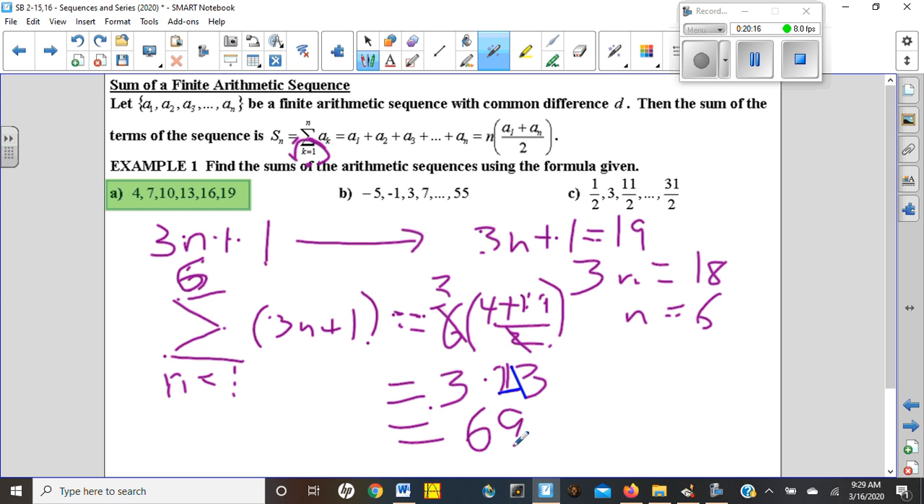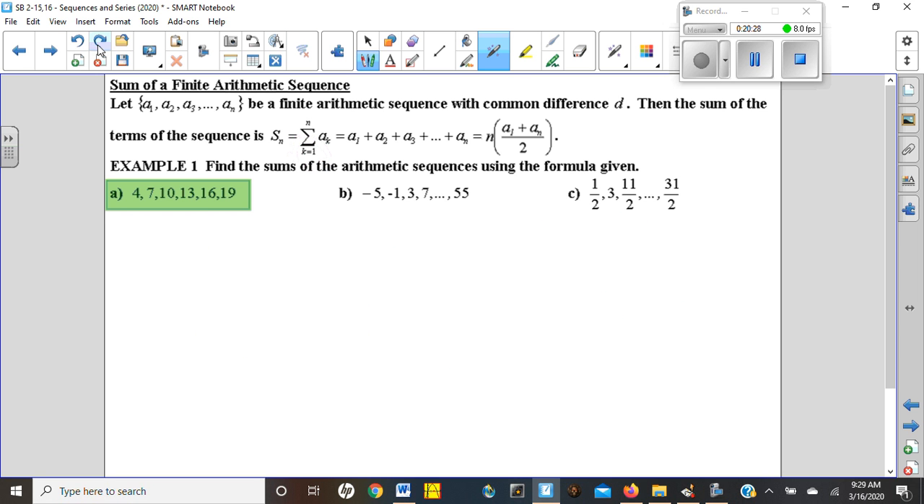And I know that this stylus is not writing very smoothly. I certainly apologize for that. I will try to get a better stylus for you. But there you go. There's your answer. You can see that the arithmetic series are really not that bad. Let's do it on this one.